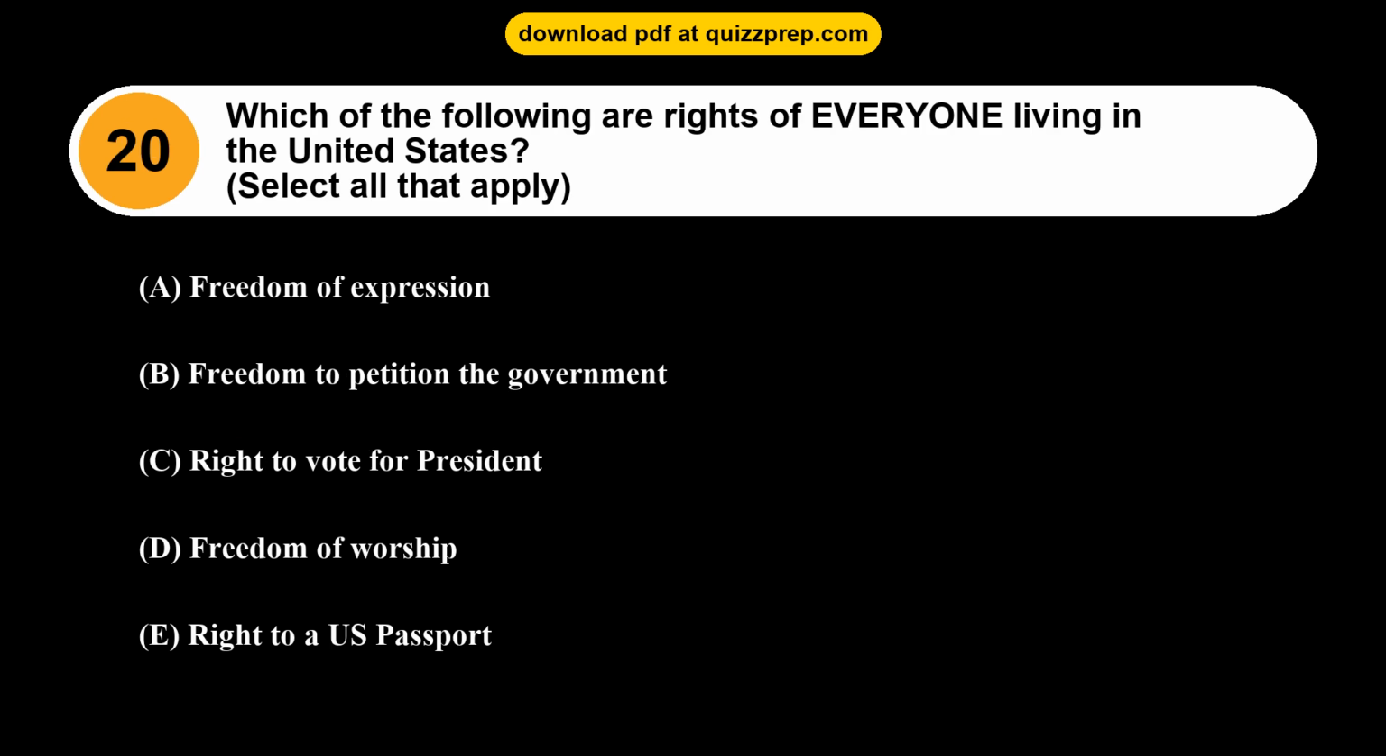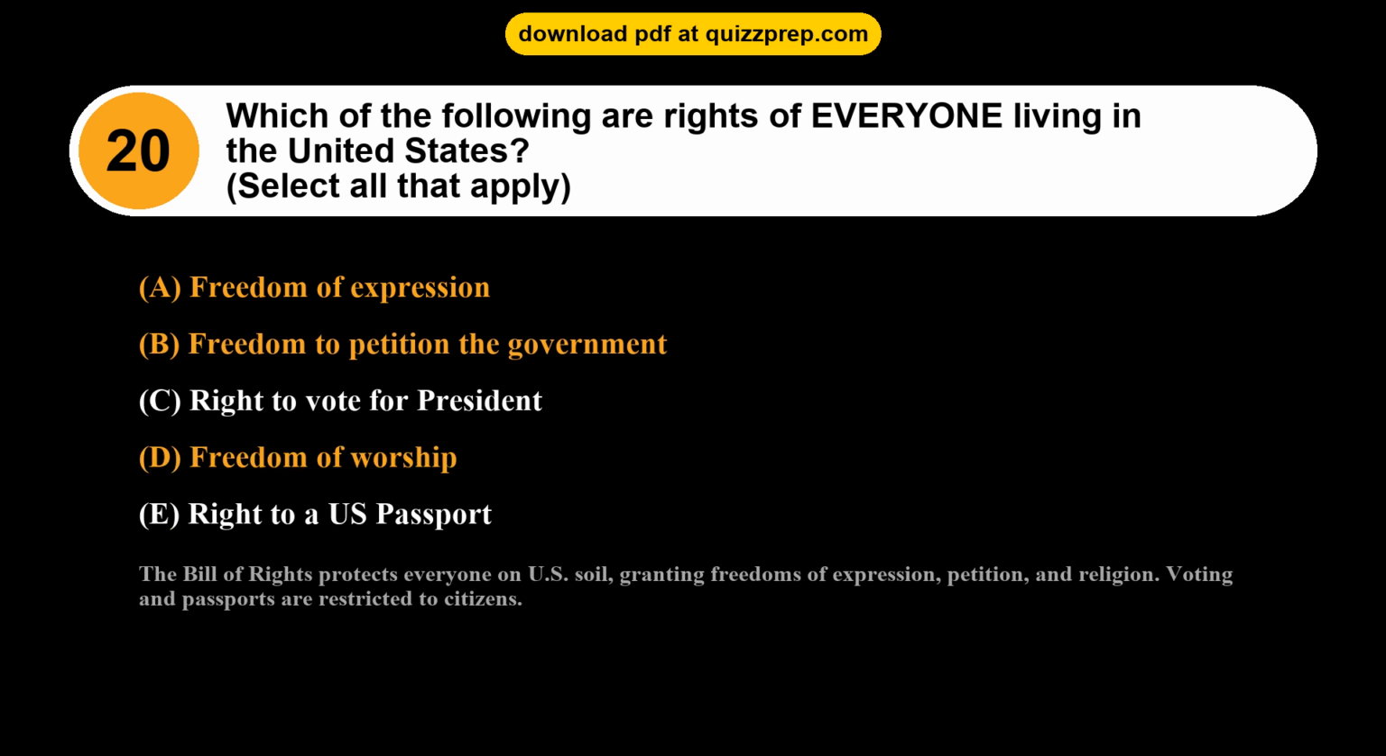Question 20. Which of the following are rights of everyone living in the United States? Option A. Freedom of expression. Option B. Freedom to petition the government. Option C. Right to vote for president. Option D. Freedom of worship. Option E. Right to a U.S. passport. The correct answers are options A and B and D. Freedom of expression. Freedom to petition the government. Freedom of worship. The Bill of Rights protects everyone on U.S. soil, granting freedoms of expression, petition, and religion. Voting and passports are restricted to citizens.